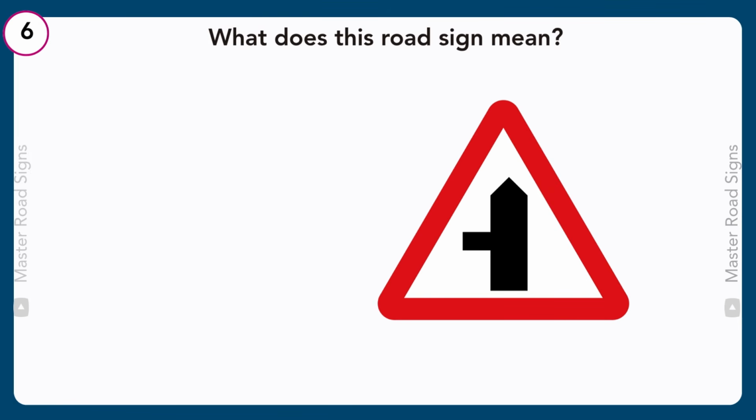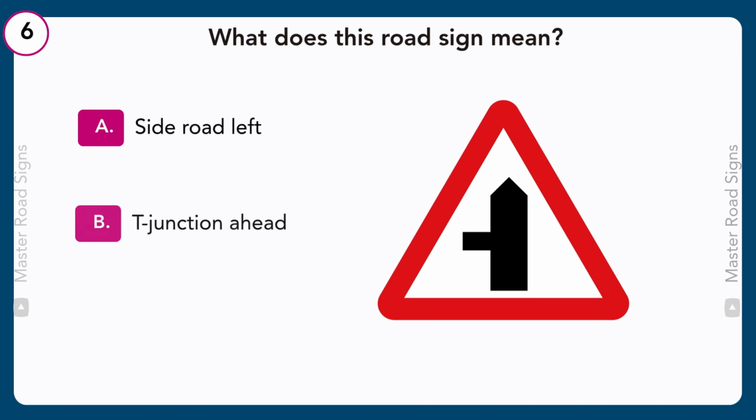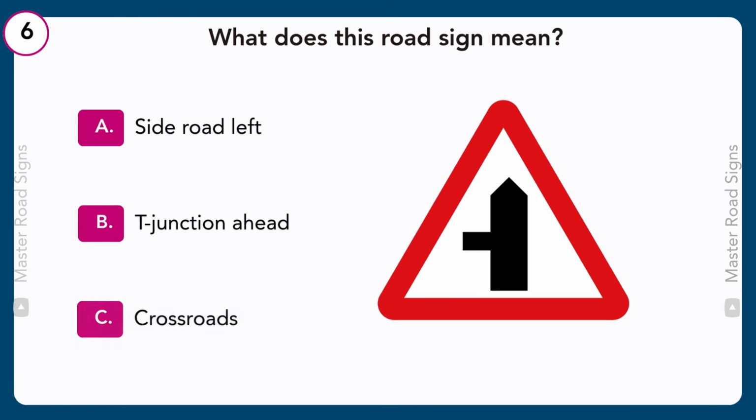What does this road sign mean? Option A, side road left. Option B, T-junction ahead. Option C, crossroads.